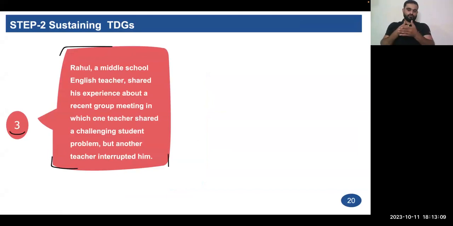Moving on to the last one, the last challenge. I'm just giving you the challenges, expecting some answers from you. Rahul, a middle school English teacher, shared his experience about a recent group meeting in which one teacher shared a challenging student problem, but another teacher interrupted him. The other one interrupted Rahul in between while he was sharing. What solutions would you suggest for Rahul?